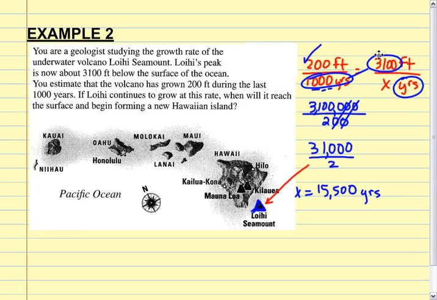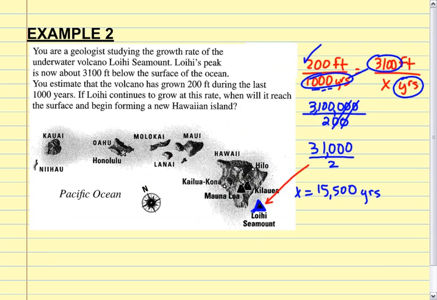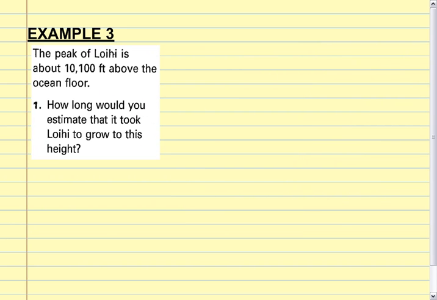All right, now, I want to go ahead and flip to this next example because it has a part of that. Example number 3 says the peak of Lohi is about 10,100 feet above the ocean floor. How long would you estimate that it took Lohi to grow to this height? Well, we know that it grows at about 200 feet every 1,000 years. Now they said that it is 10,100 feet above the ocean floor. How long, x years, did it take to do that?